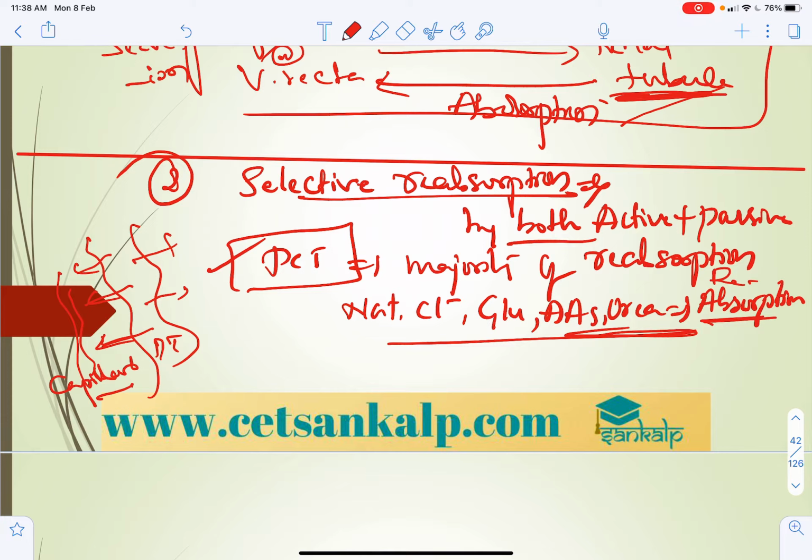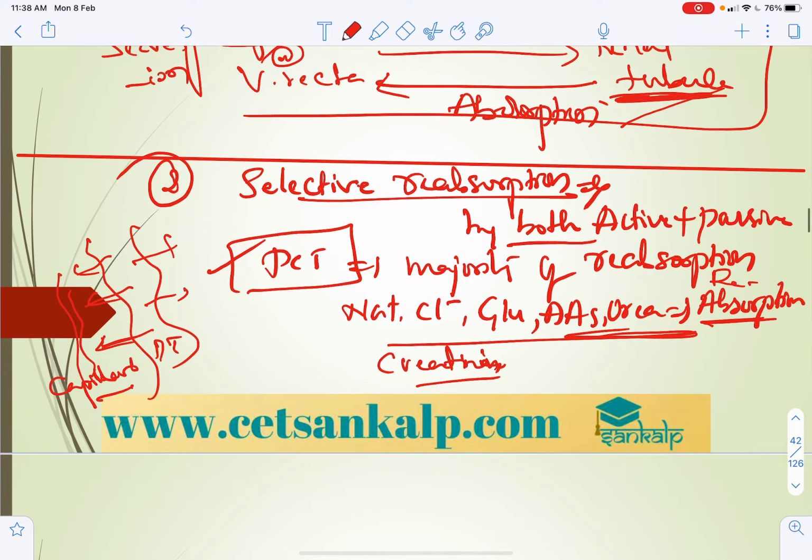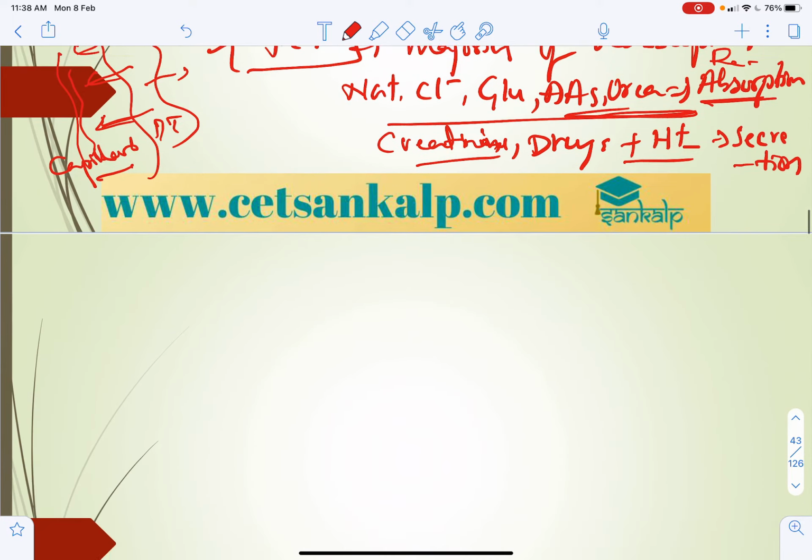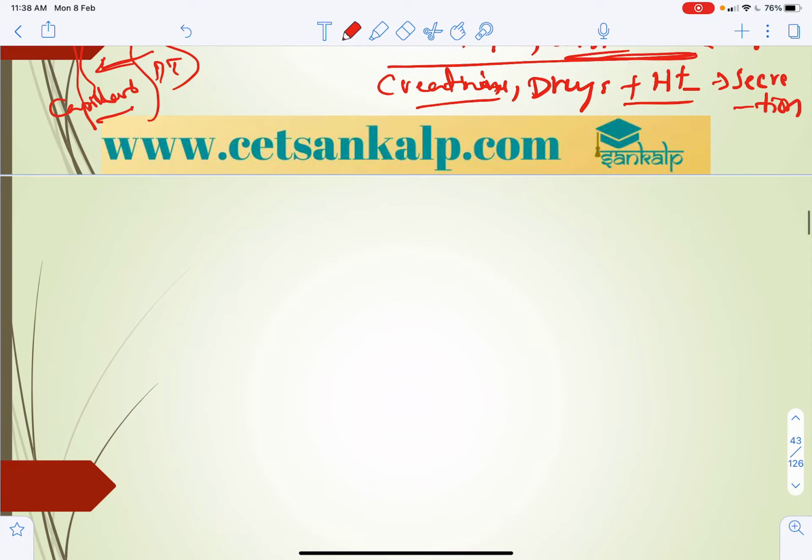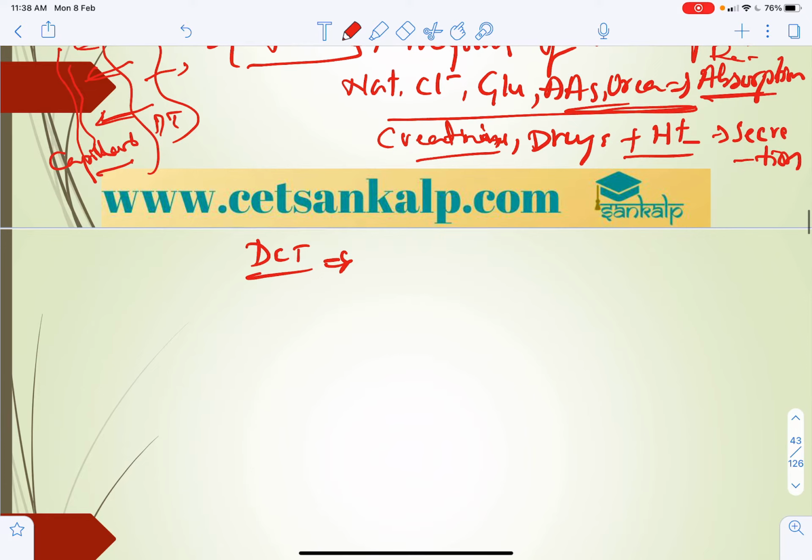And secretion takes place for creatine, which finally will be converted into creatinine, some drugs and H plus ions, which will be secreted. Here I can use the word secretion. So next, after PCT, in DCT, here also how exactly the absorption and secretion takes place.